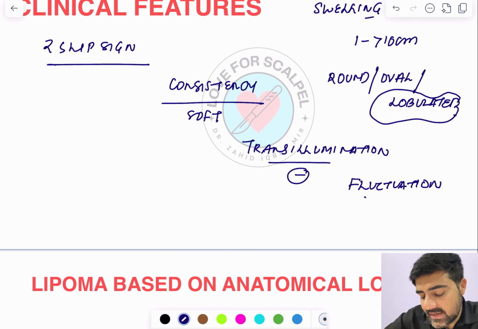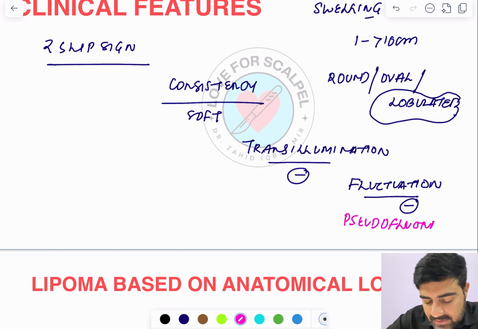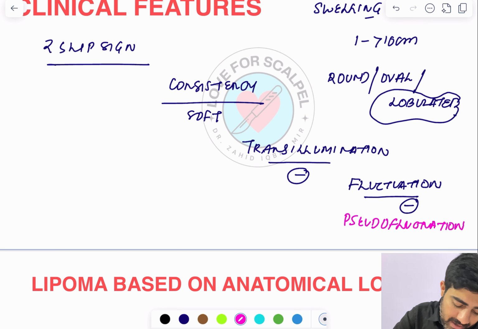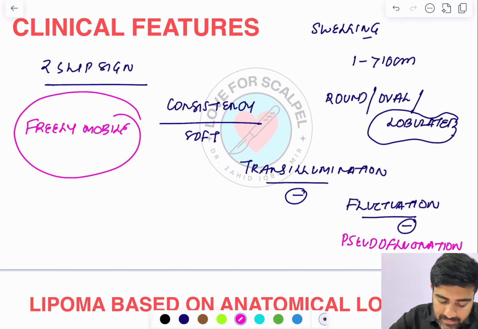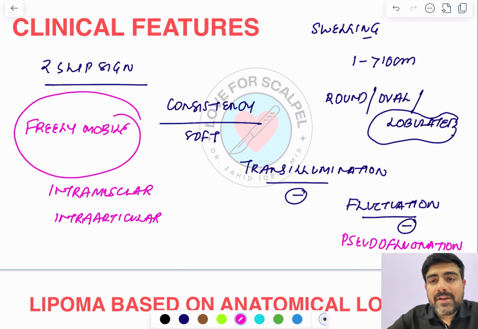Then we have fluctuation. Fluctuation is basically absent here, but pseudo fluctuation can be seen. One more thing, they are freely mobile over underlying structures, except the swellings which are intramuscular or with intra-articular extension. They can be fixed or slightly fixed. They are not that mobile.